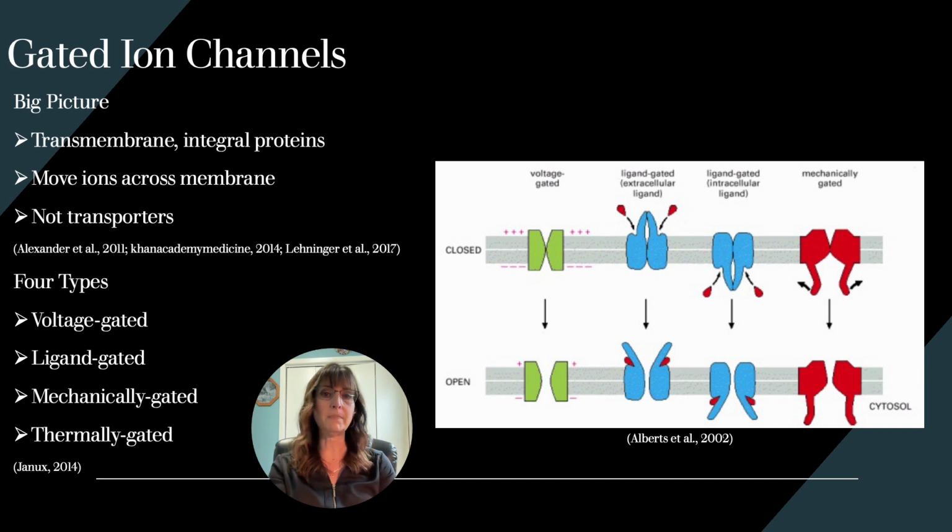Now, there are 4 types of gated ion channels. There are voltage gated, ligand gated, mechanically gated, and thermally gated. But we're going to focus on the first 2, voltage and ligand gated.